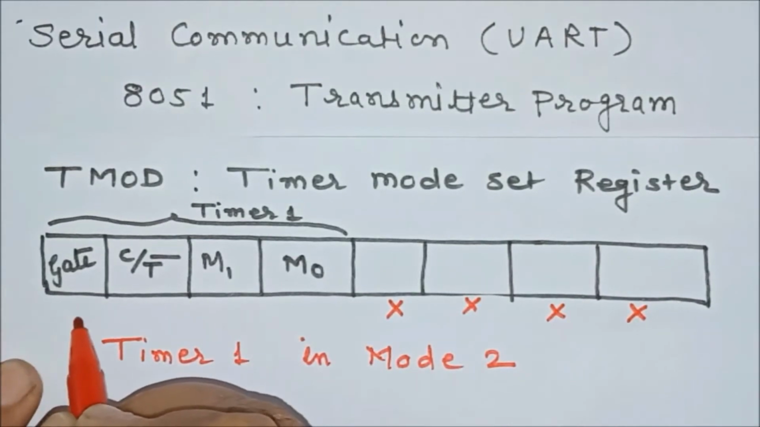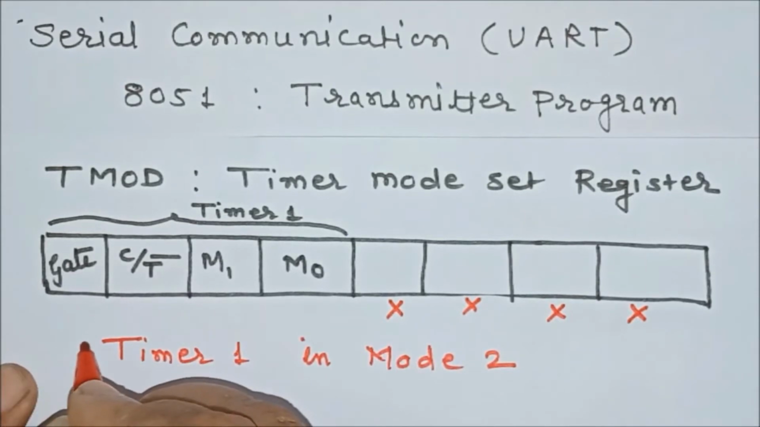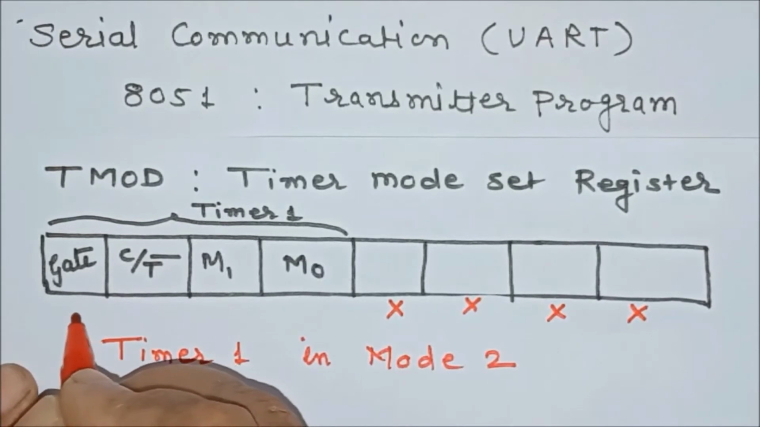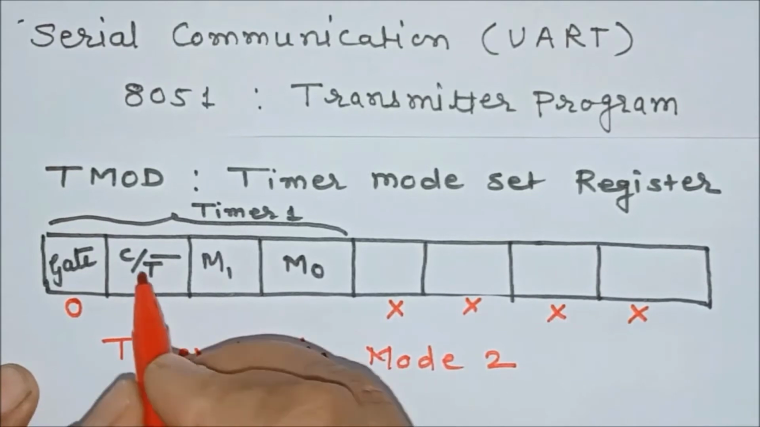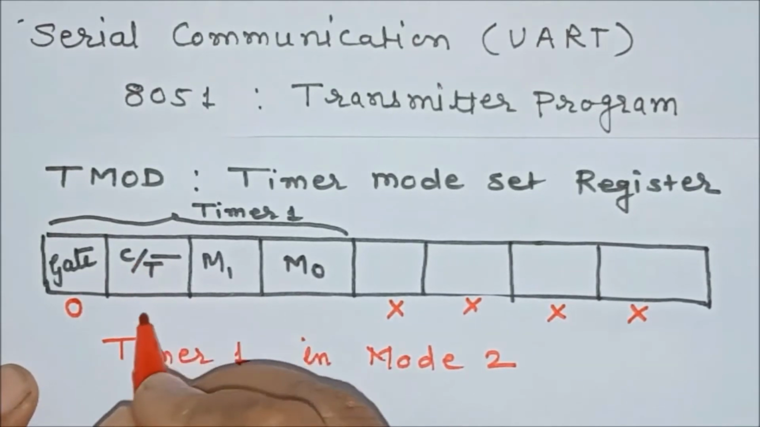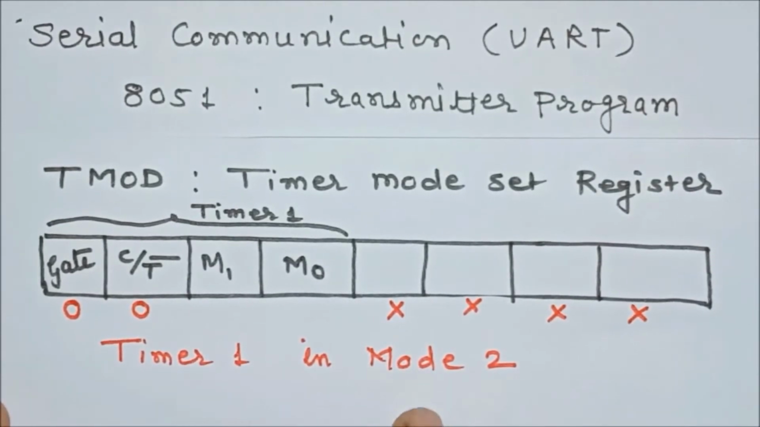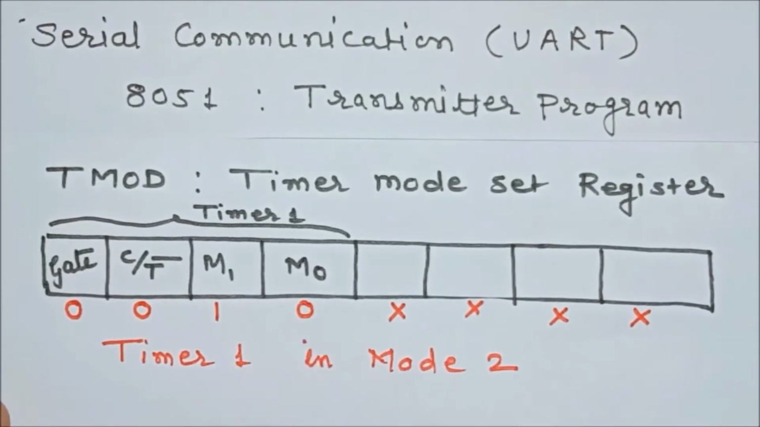Now this gate bit is used to check whether we are going to start a timer using software instruction or hardware signal. Since we are going to use software instruction, this bit should be 0. Now we are using timer, not a counter, so this bit should be 0. Then we are using mode 2 of timer. So for mode 2, M1 is 1 and M0 is 0. So the count we have to store in TMOD register is 20H.